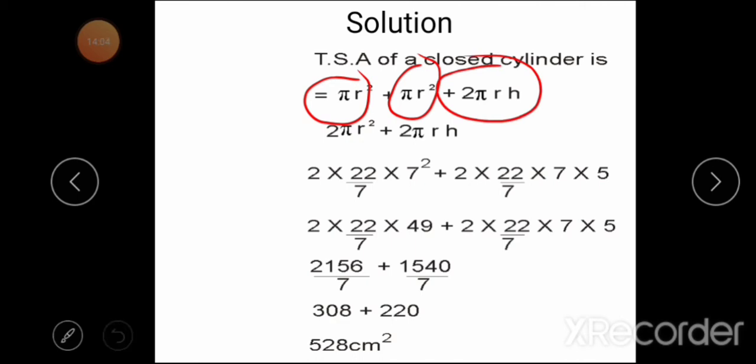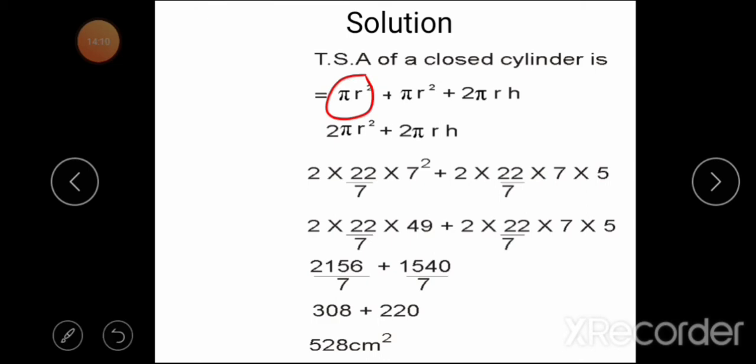So what we simply did here is simple arithmetic. I don't want to go further than this here. We just add 2 pi r square plus pi r square, which is simply 2 pi r square. Is that clear? It's like 1 naira plus 1 naira is equal to 2 naira. That's what we have there. So this is the closed top plus the circular base, then added together to the curved surface area.